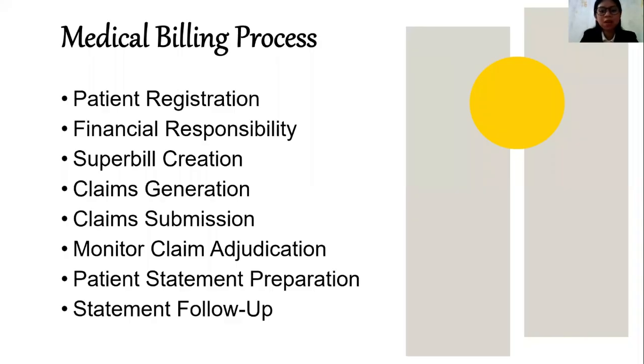Before the last step, here is the patient statement preparation. Once the claim has been processed, the patient is billed for any outstanding charges. The statement generally includes a detailed list of procedures and services provided, their costs, the amount paid by the insurance, and the amount due from the patient.